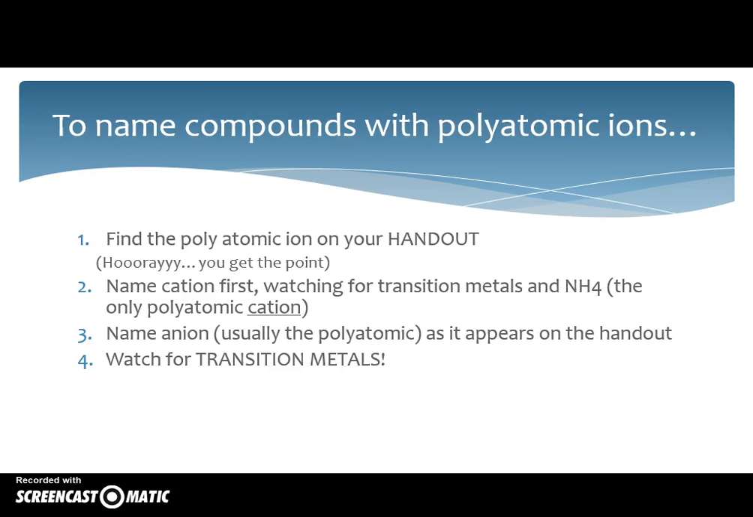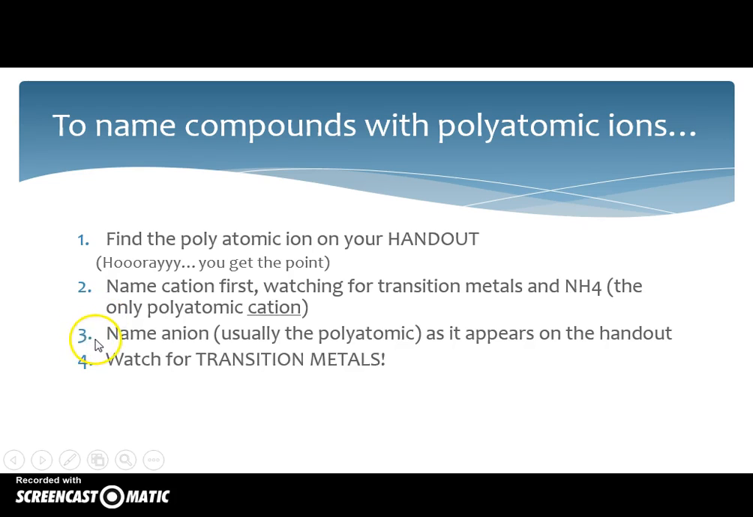So to name compounds with polyatomic ions, first just identify that you have more than two elements, and then go find the polyatomic ion on your handout. Again, make it easy on yourself. Use your cheat sheet. Number two, name the cation first, watching for transition metals, and then also watching for ammonium, because it is the cation. It's the only one. So name that metal. Use Roman numerals if you need to, if it's one of those special transitions. And then ammonium, just call it ammonium if you see it start with NH4.